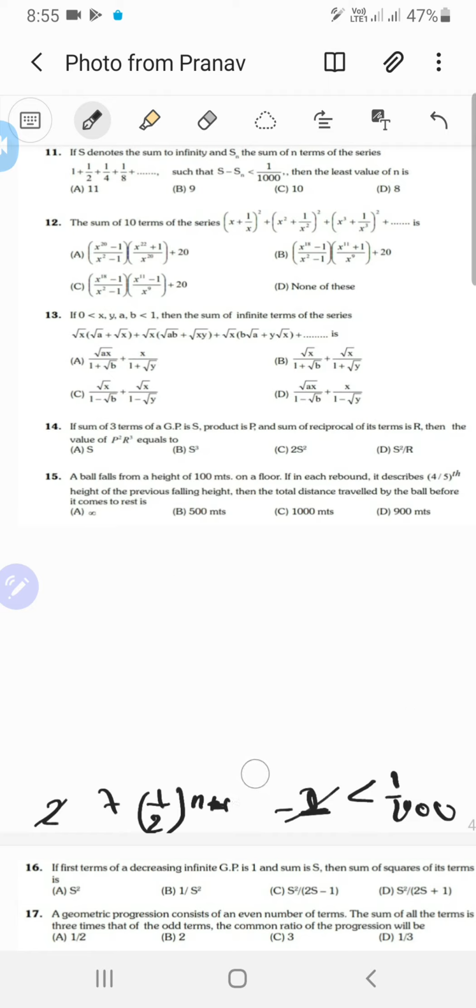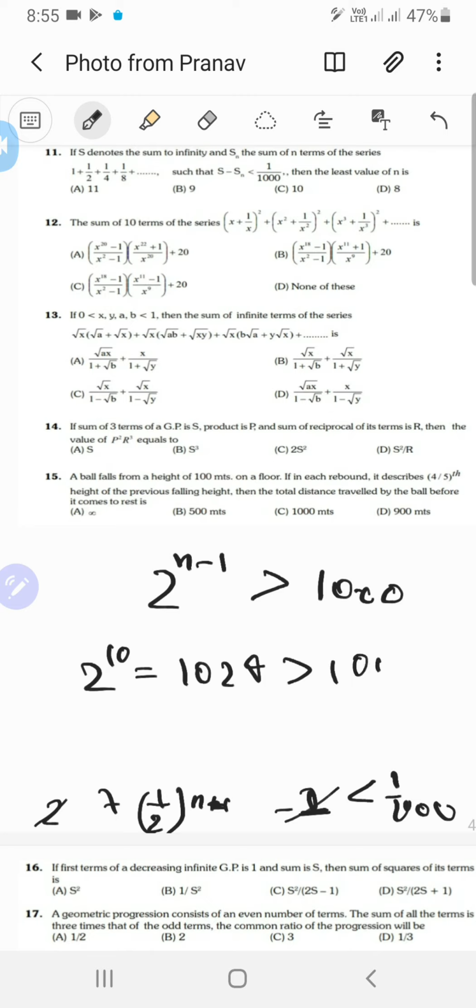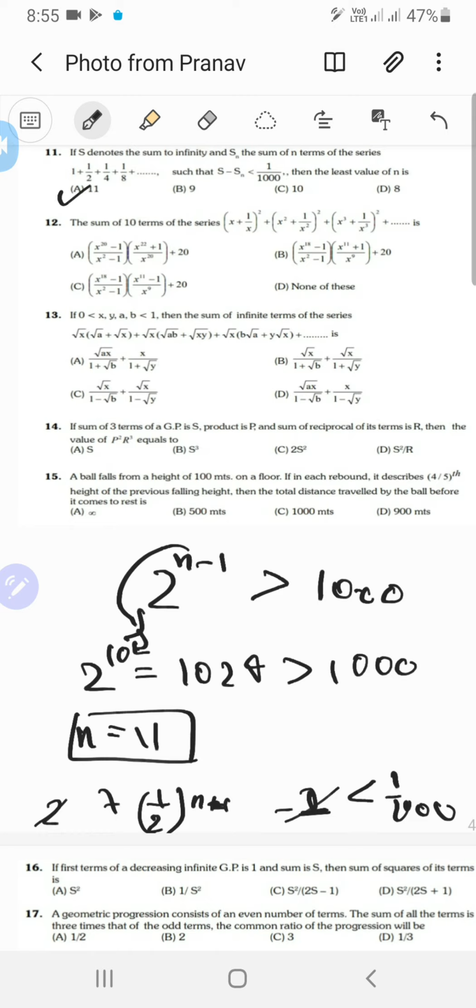So what can you do from that? What we can do is take the reciprocal and flip the inequality. So you get 2 raised to n minus 1 power greater than 1000. I think we know the perfect exponent of 2 such that it is slightly greater than 1000. So 2 raised to the 10th power is 1024, which is greater than 1000. So you can already make the connection that n minus 1 is supposed to be 10, so n is supposed to be 11. Then the least value of n is 11, as we expected.